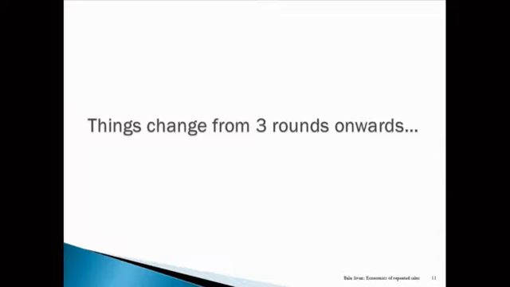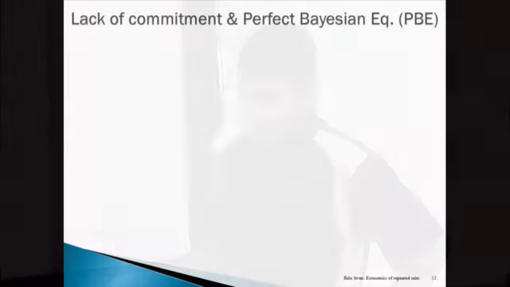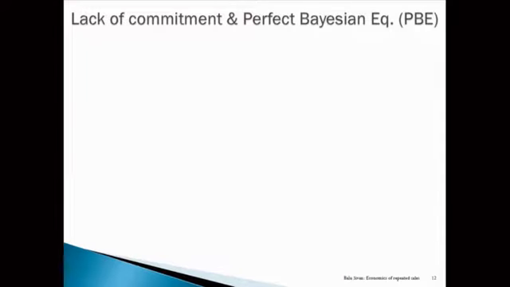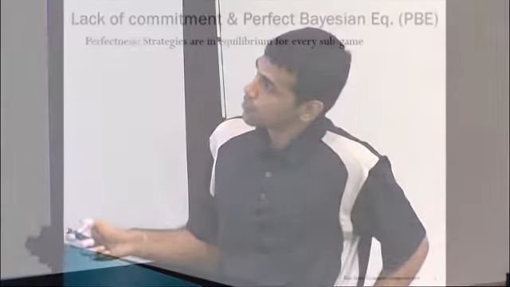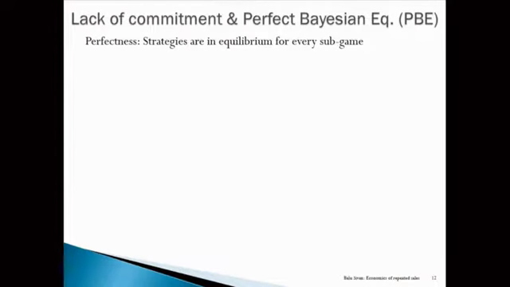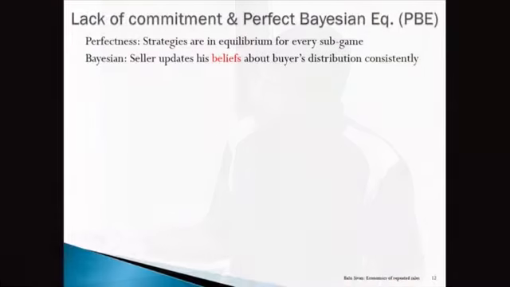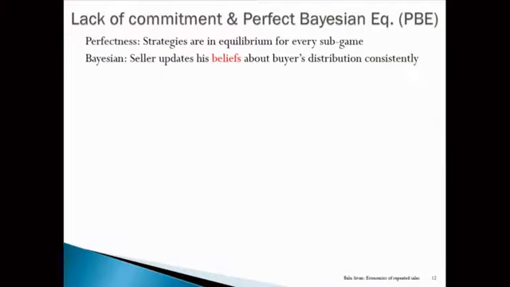So before going to 3 rounds, I'll now formalize what a perfect Bayesian equilibrium is. Okay? So if there is no commitment, then how do you reason about the game? We say that the game's outcome will be governed by this perfect Bayesian equilibrium. So what is perfection? Perfectness means that the strategies of the seller and the buyer are in mutual best response for every sub-game. Okay? So one round has transpired, something has happened in that round, then there is a new game, now you're in a new situation, the belief has changed. For this belief, the strategy should again be in equilibrium. Okay? That is perfection. And Bayesian means that the seller updates his beliefs consistently according to buyer strategies.